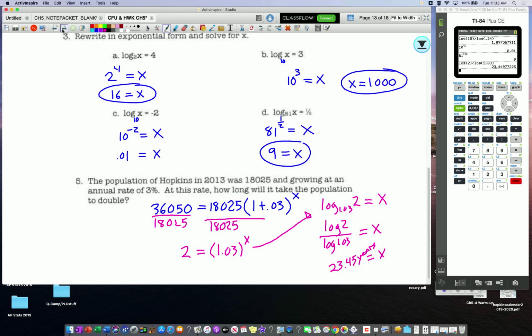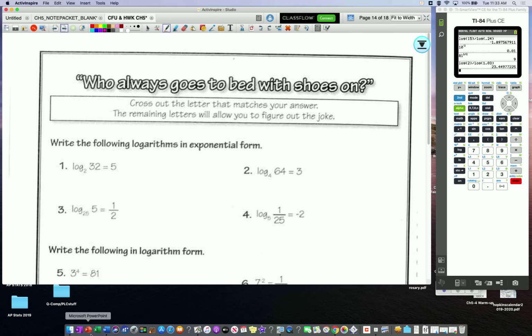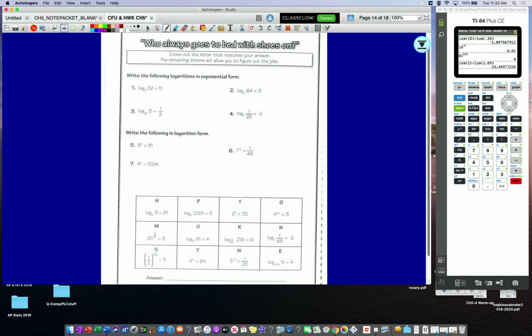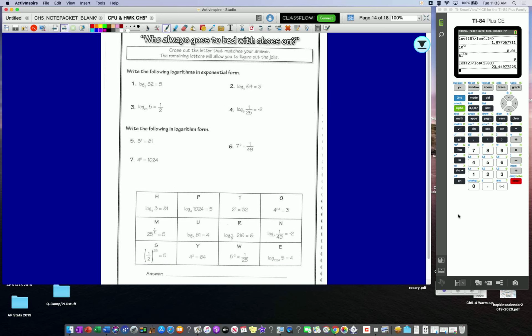So try your assignment, but remember that it's in this video here. Your assignment is to do the next 2 worksheets. So this one says, who always goes to bed with shoes on? I'm going to switch this up a little bit, make it a little bit smaller. It says, cross out the letter that matches your answer. The remaining letters will allow you to figure out the joke.